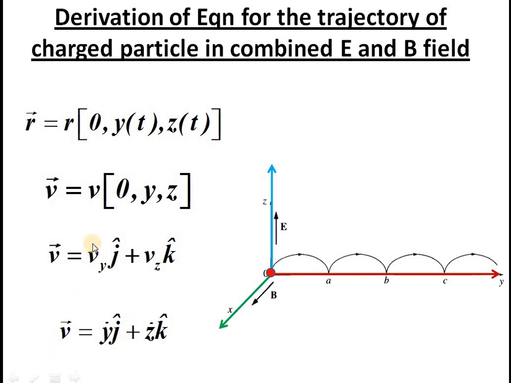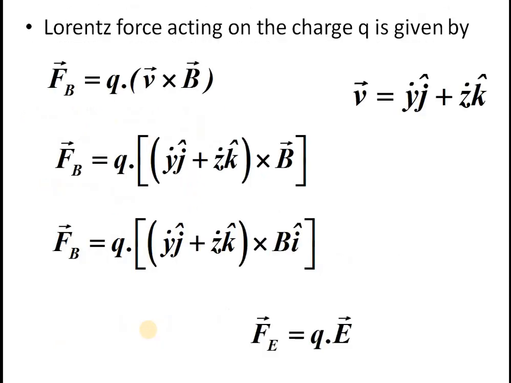Again, vy is velocity, so you can write it as dy by dt, which is shown by y dot. The y dot is nothing but dy by dt. Similarly, vz is dz by dt, which is shown as z dot. So velocity is now y dot j cap plus z dot k cap. Okay, so now we have the velocity.